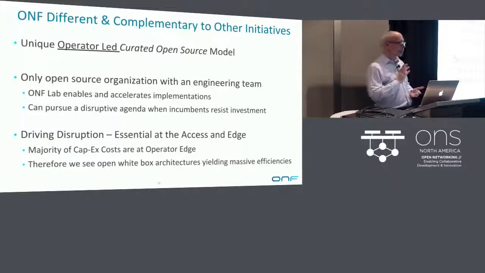And then, lastly, that we focus on the access and edge. Really driving disruption at the access and edge is essential. There are a couple of reasons for this, but if you think about it from an operator perspective, the vast majority of CapEx and OpEx is deployed at the edge of the network, 80%. And so, if you're going to pursue an architecture that uses white box, disaggregation and open source, the bang for the buck is in the access and the edge. That's the reason we really started there.